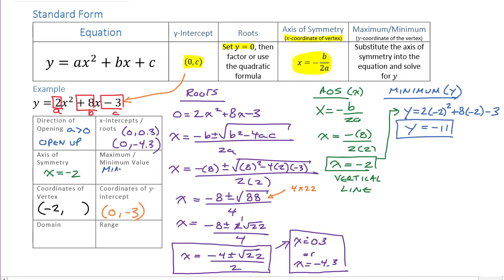All right, so that would be my minimum value. So I'm going to write minimum here. If we're asked if it's a minimum or maximum, it's a minimum because it opens upwards, right? And the y value is negative 11, which gives us the y coordinate of our vertex. So we have our vertex done now.